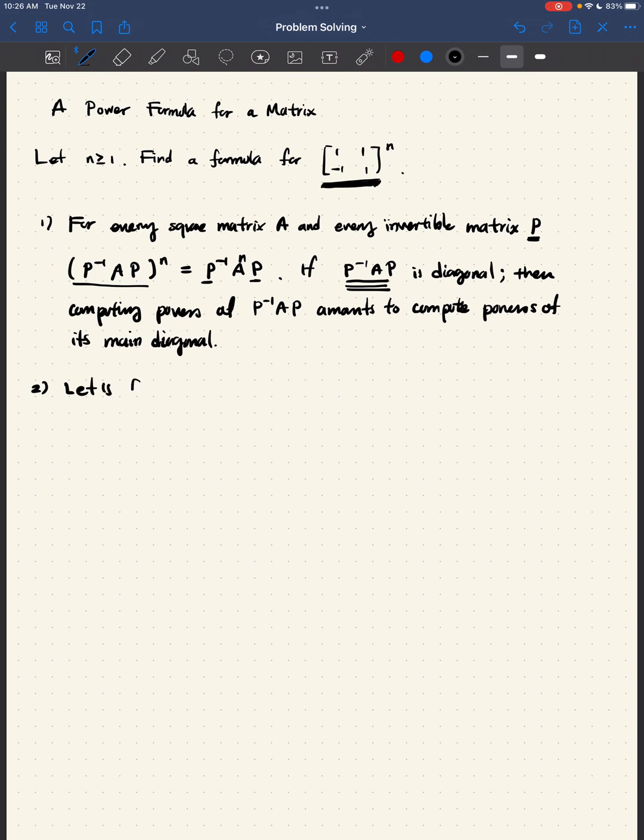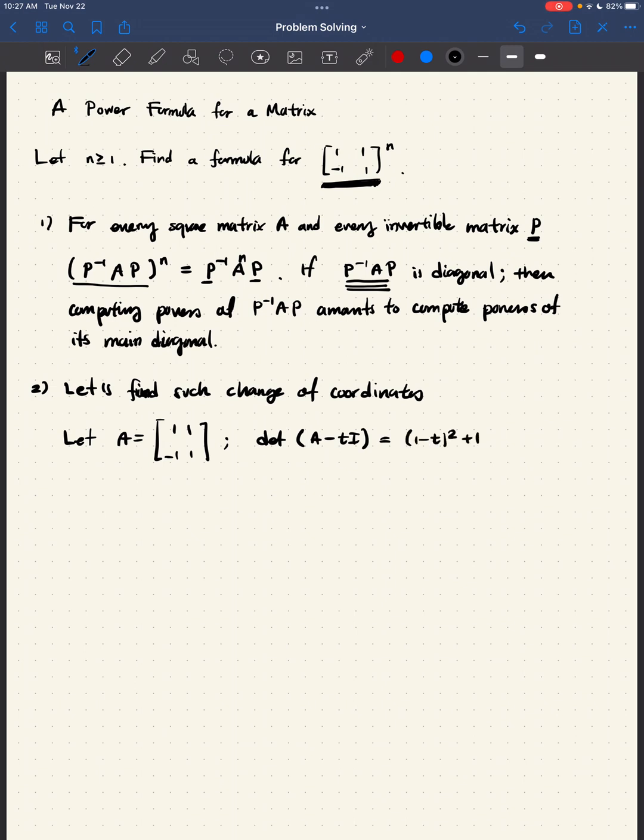So let's find such a change of coordinates. Okay. So first, I'm going to let A be the matrix 1, 1, negative 1, 1. From here, immediately, we can see that its characteristic polynomial, the determinant of A minus tI, is nothing else but (1 minus t) squared plus 1.